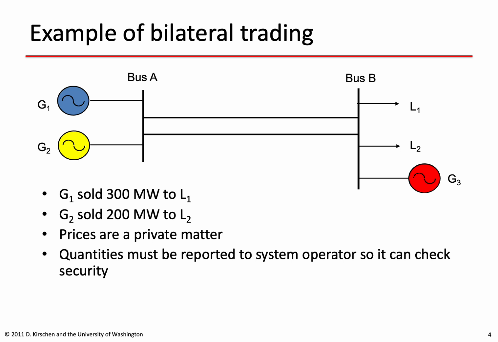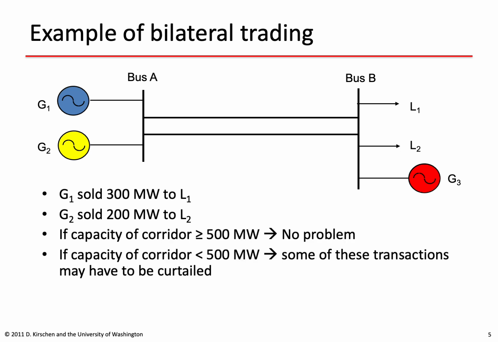Now the prices that have been agreed as part of these transactions between these generators and these loads are a private matter. However, the quantities must be reported to the system operator so that it can check that the security of the system is not going to be impaired. So, if the total capacity of the transmission corridor between bus A and bus B is more than 500 megawatts, there are no problems. If the capacity of the corridor is less than 500 megawatts, then some of these transactions may have to be curtailed.